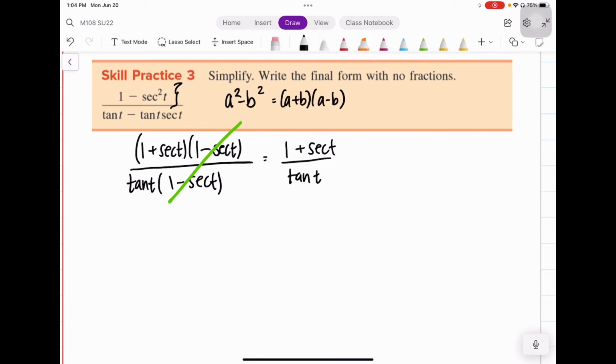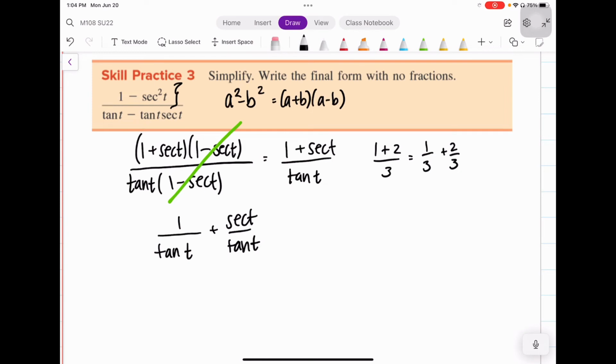And in this case, what I can do now is separate this into two separate fractions because I have one denominator. Let's say if I had like 1 plus 2 over 3, that's the same thing as a third plus 2/3. So I can separate this to be 1 over tangent t plus secant t over tangent t. And the reason that I want to do this is because I'm then able to break it down even further.